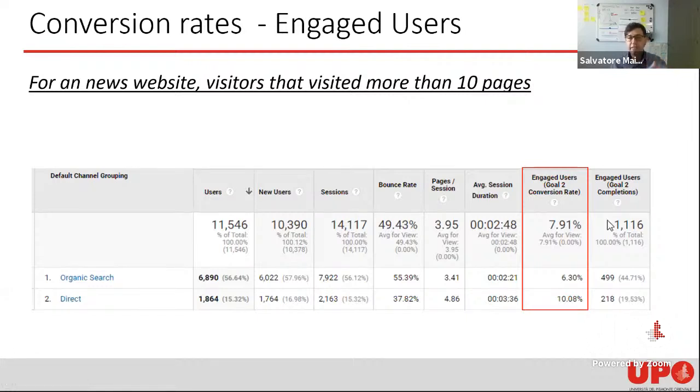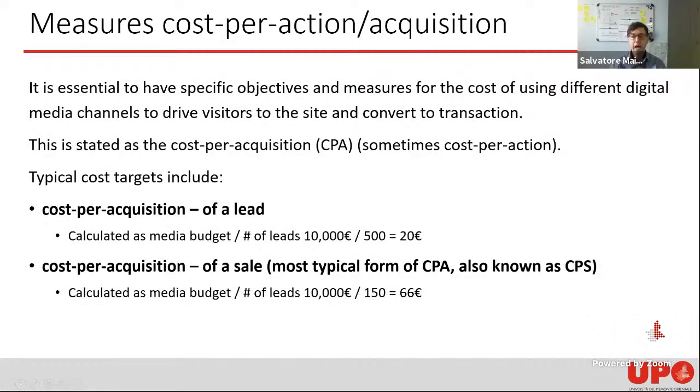And Google Analytics is going to give you all this information. As you can see, engaged users, in this case people that visit more than 10 pages, is 7.91. Not too bad. Are you with me with this, guys? Yeah, thumbs up. Good.